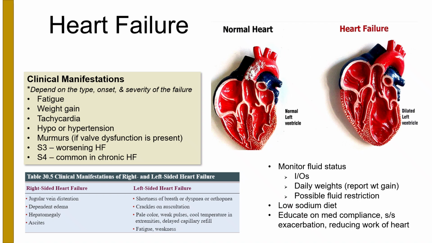So generally speaking, the patient will experience fatigue, weight gain, tachycardia, low or high blood pressure, murmurs, and extra heart sounds, S3 and S4. So for our purposes, let's talk about the difference between left and right sided heart failure. So with this, you have to remember the blood flow of the heart. So if you have right-sided heart failure, where does the blood come from on the right-hand side of the heart? It is coming from our superior and inferior vena cava.